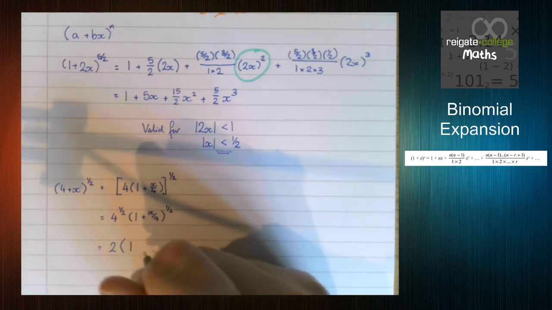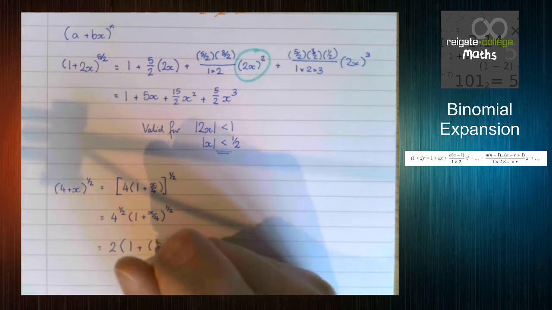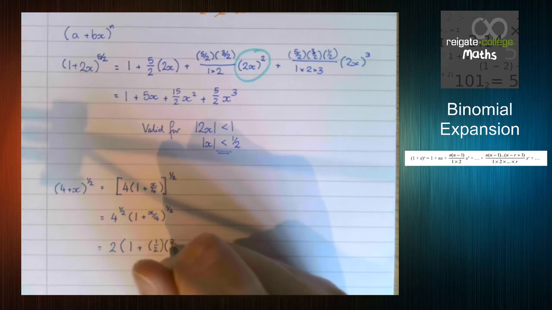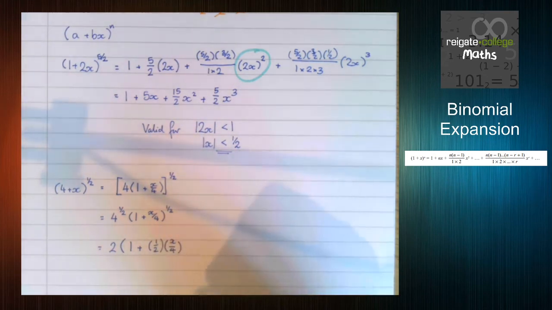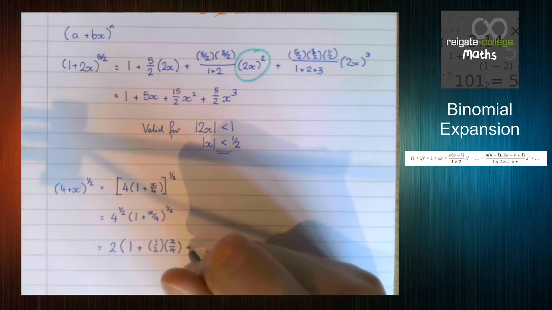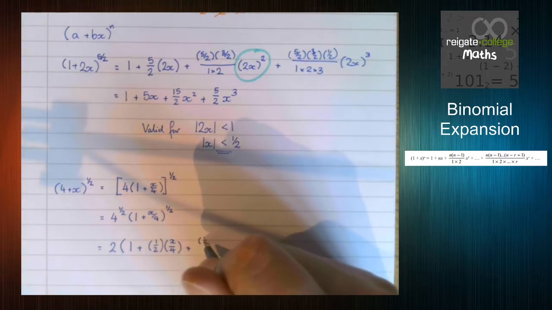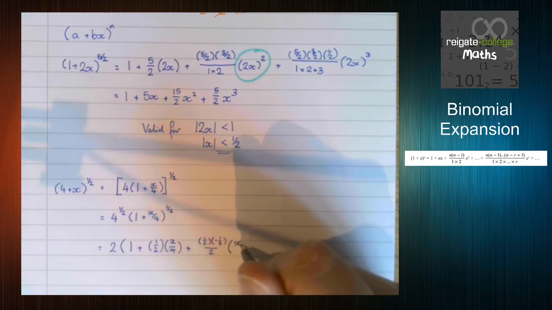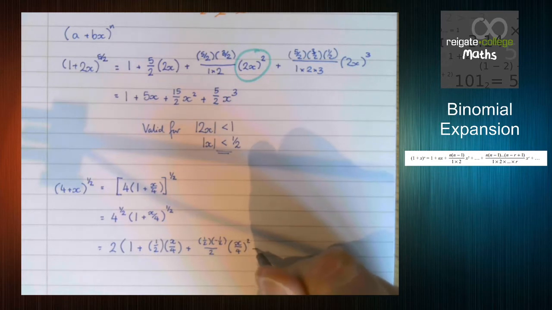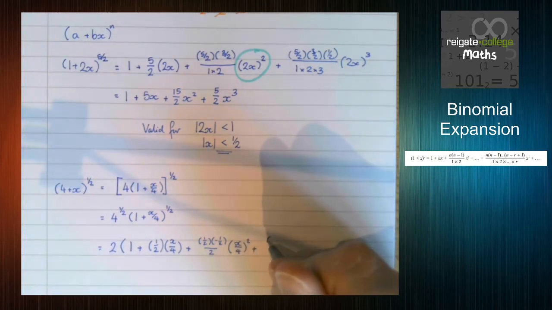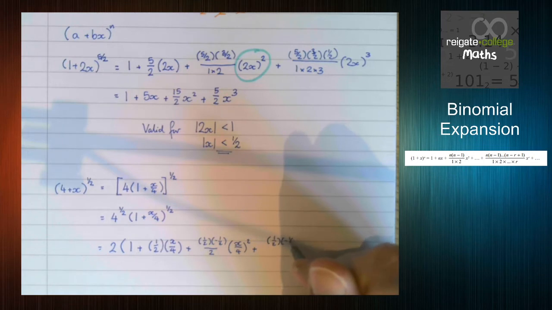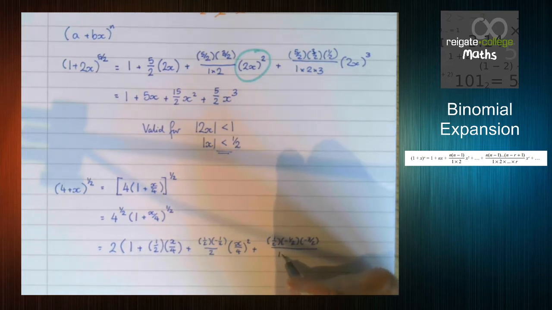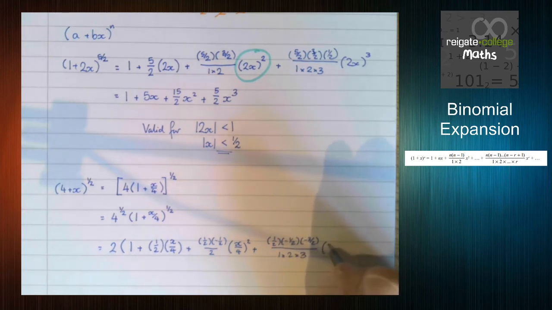So our first term is 1, our power n is a half, and our x term is x over 4. So it becomes like the example we just did. We keep going, we have a half times minus a half all over 2 times x over 4 squared. And again, like before, we're going to go one more term. A half times minus a half times minus 3 over 2 all over 1 times 2 times 3 x over 4 cubed.